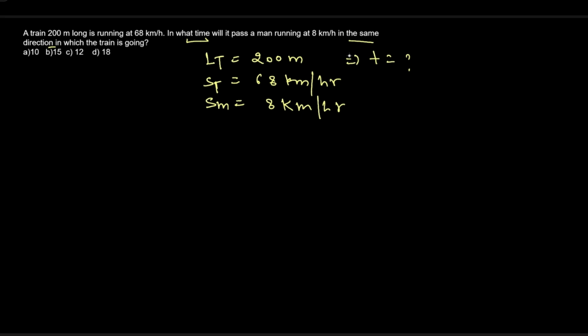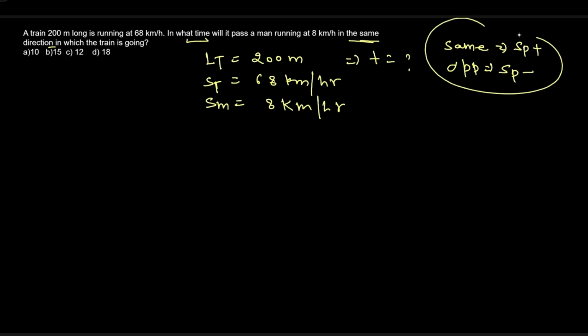So whenever we are talking about the same direction, remember this very important point. Whenever the direction is the same, you have to subtract the speeds, and whenever the direction is opposite, you have to add the speeds. Now here the train is moving in the same direction as the man, or we can say the man is moving in the same direction as the train, so we'll just subtract their speeds.